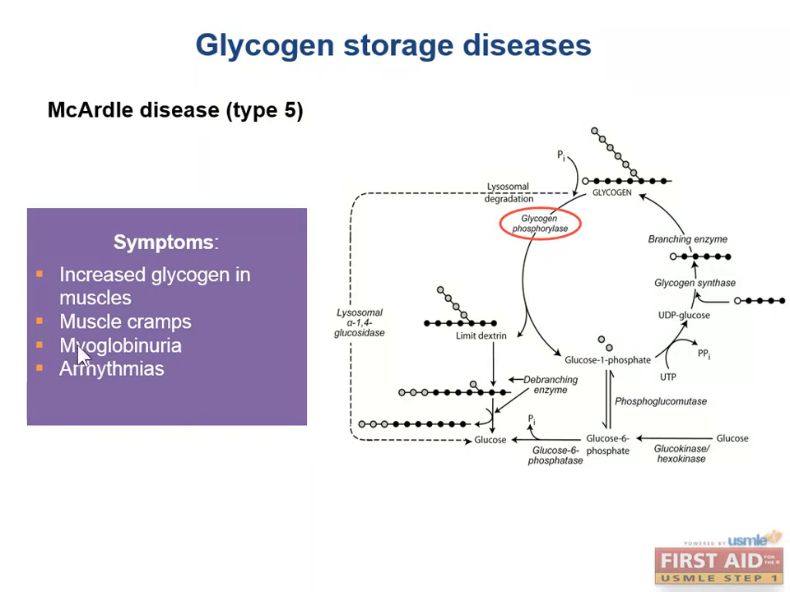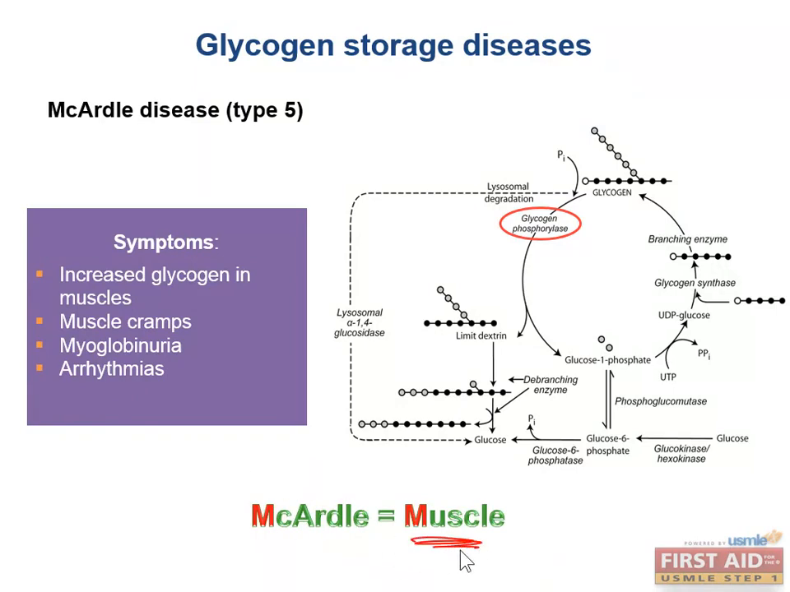And how would you expect to see hypoglycemia in the bloodstream? Well, you wouldn't. Now, why is that? Why would you not expect to see hypoglycemia in the bloodstream? This is because McArdle's disease does not affect the liver.